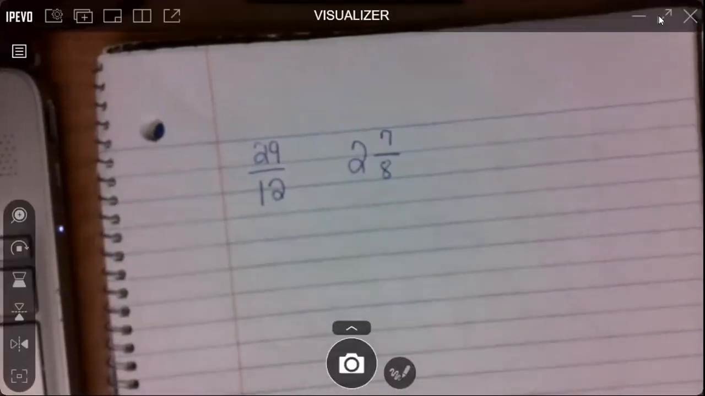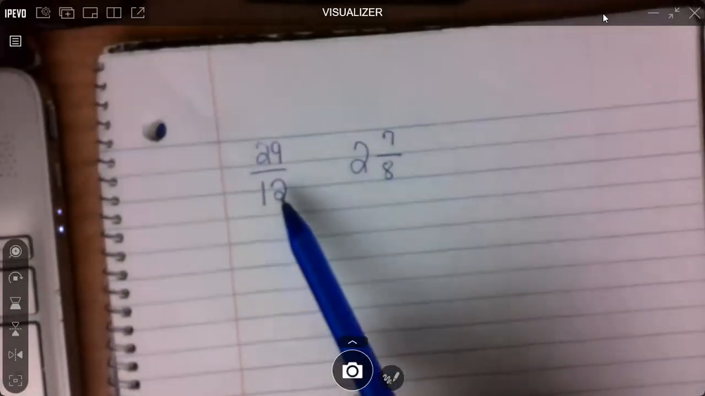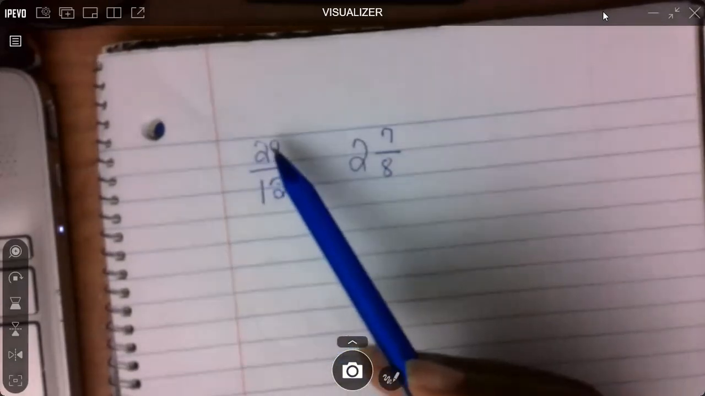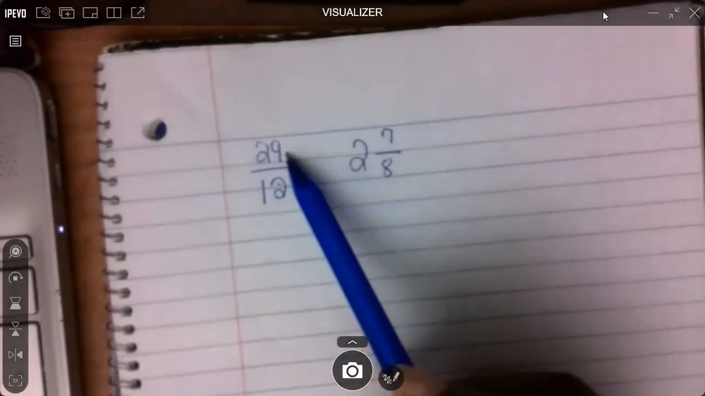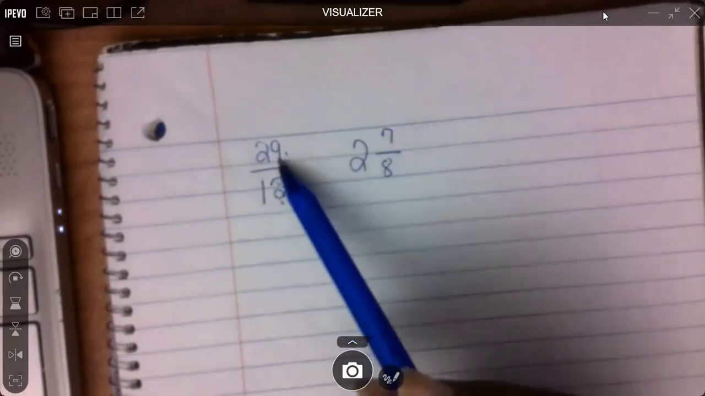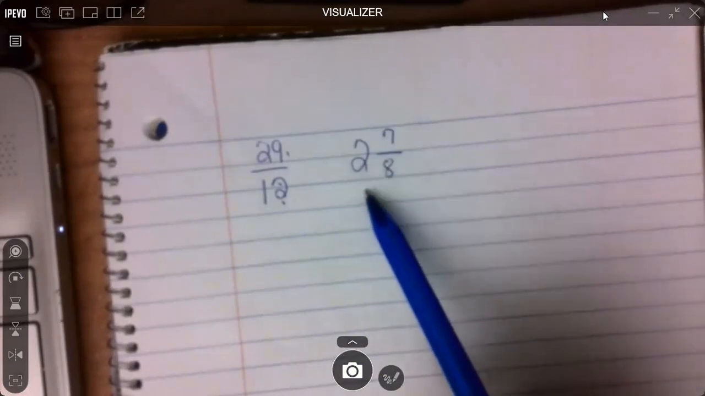So one of the things that we already know is we cannot compare apples and oranges, which means we can't compare improper fractions. And remember, improper fraction, the numerator at the top is greater than the denominator at the bottom. We cannot compare improper fractions to mixed numbers. And we already know that mixed numbers have a whole number and a fraction.